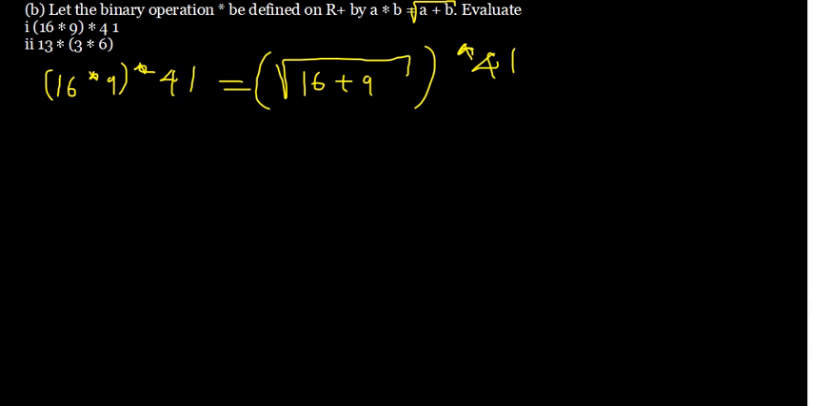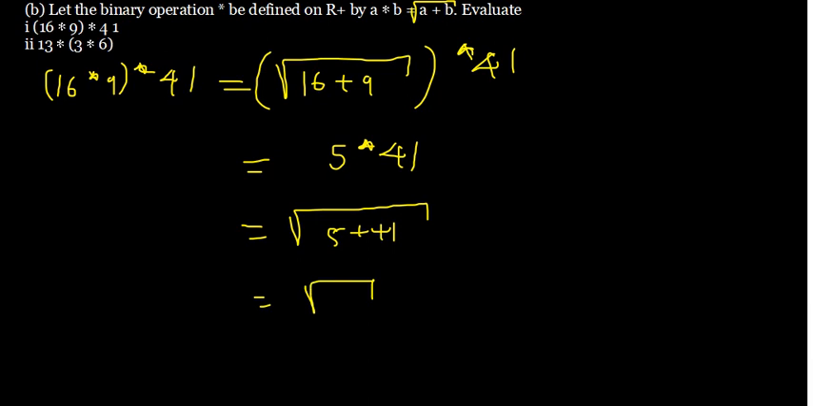16 plus 9 gives us 25. We know that the square root of 25 is 5. And then star 41. Again, this will be A, this is going to be B. So that means the square root of 5 plus 41. That is going to be the square root of 46. We can't reduce that, so that is going to be the answer for this one.